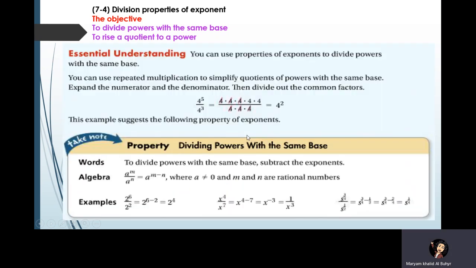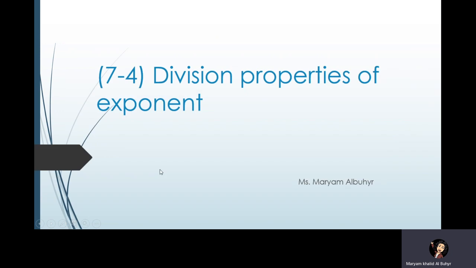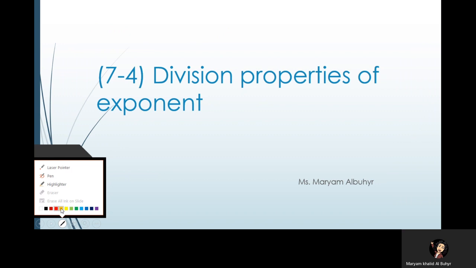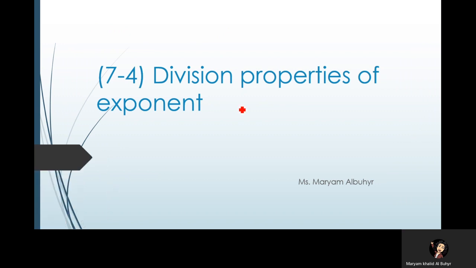And today we discussed some powers or exponents formulas, including multiplication. If we have the same base, for example a to the power 3 times a to the power 4, when we multiply with the same base, we add the powers, so that will be a to the power 7.